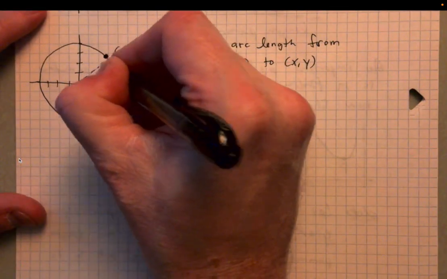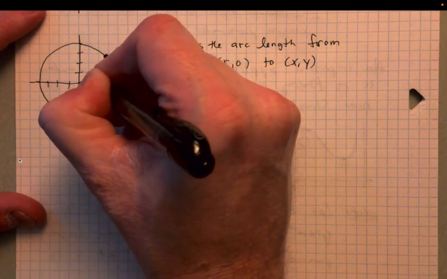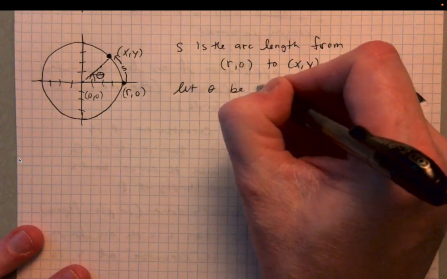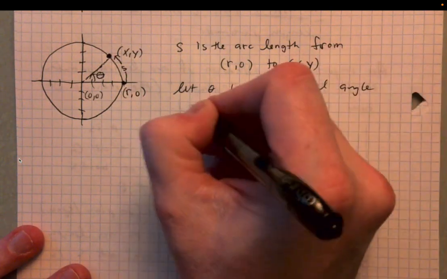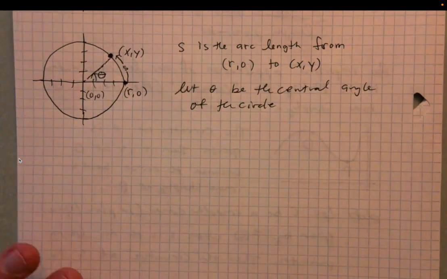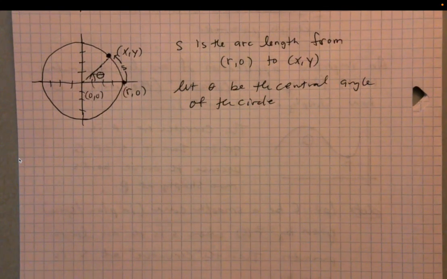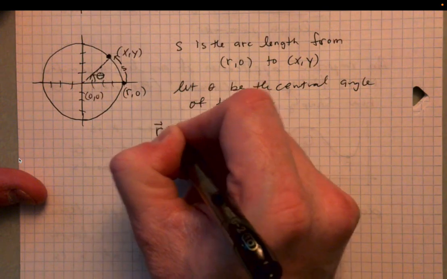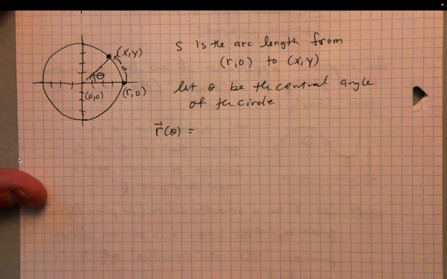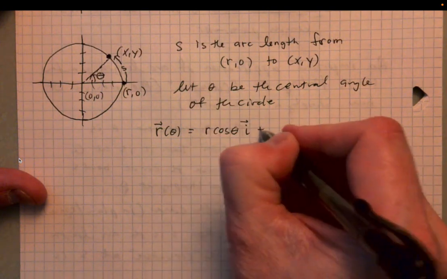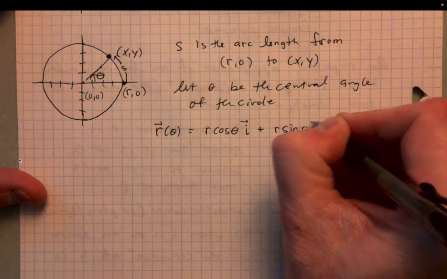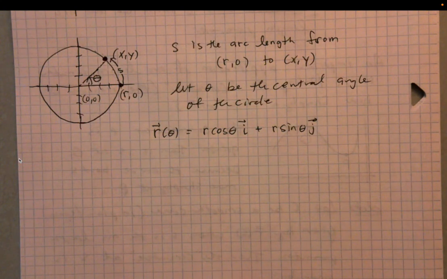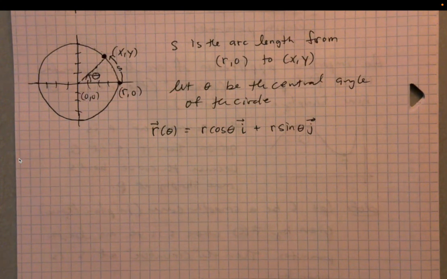And then, of course, implicit in this is some kind of ray here and an angle that's swept out. We'll call that angle theta, so let theta be the central angle of the circle. Using this kind of setup, we can come up with a vector equation. We could write specifically r of theta equals r cos theta times the i vector plus r sine theta times the j vector. Now notice, as theta varies, you get every point on the circle. That's what it means when we say the circle can be represented by this vector valued function.